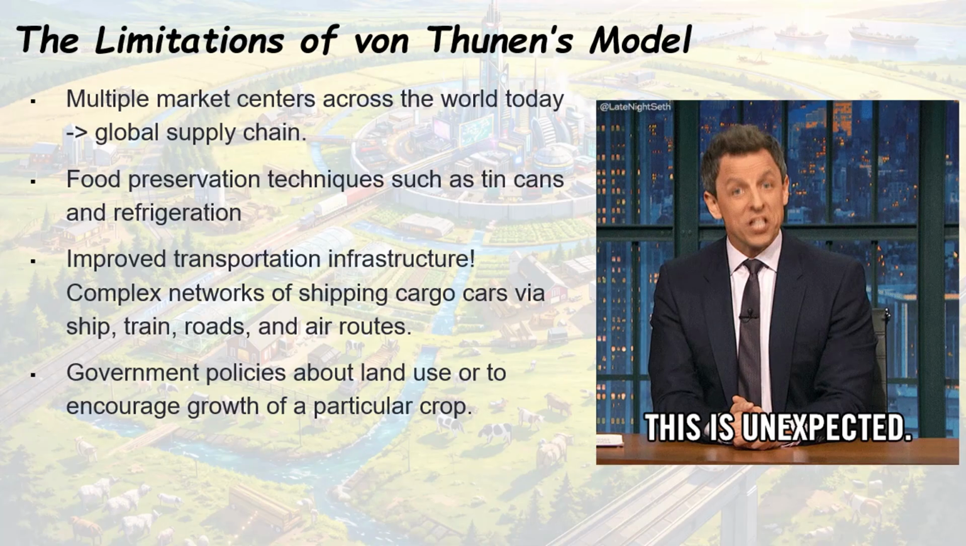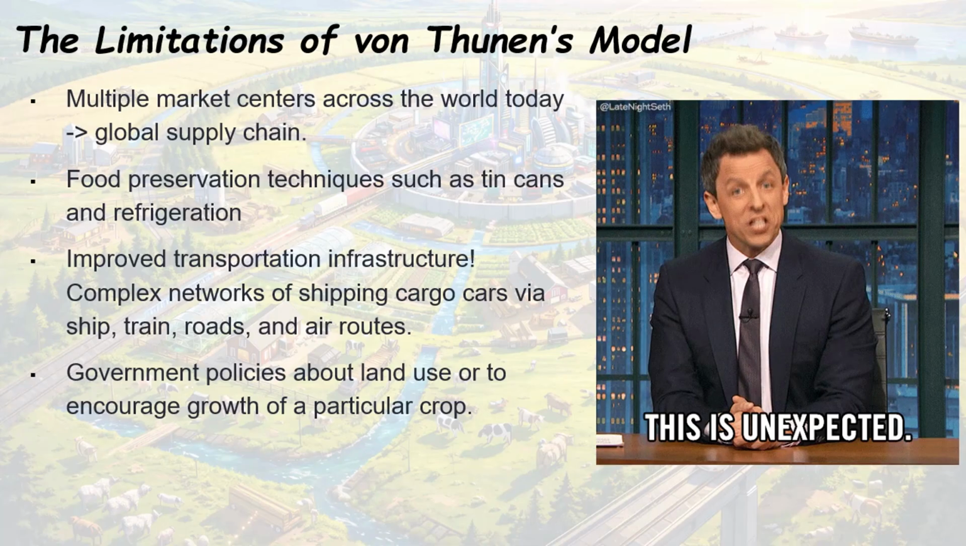And then government policies enter the chat. Subsidies, tariffs, land use zoning, crop incentives. The model assumes pure profit maximization based on bid rent and transportation cost. But in real life, governments can literally pay farmers to grow certain crops. That overrides simple distance logic. It is not just what is closest, it is also who is getting funded.